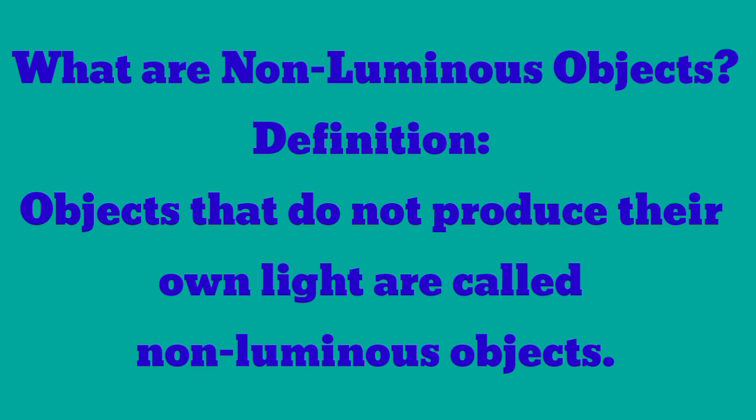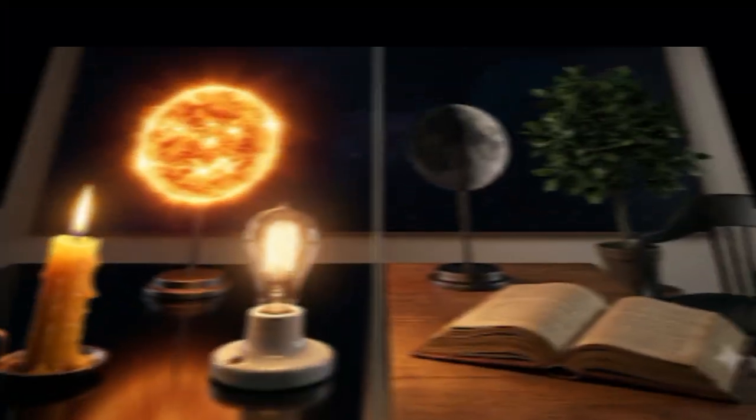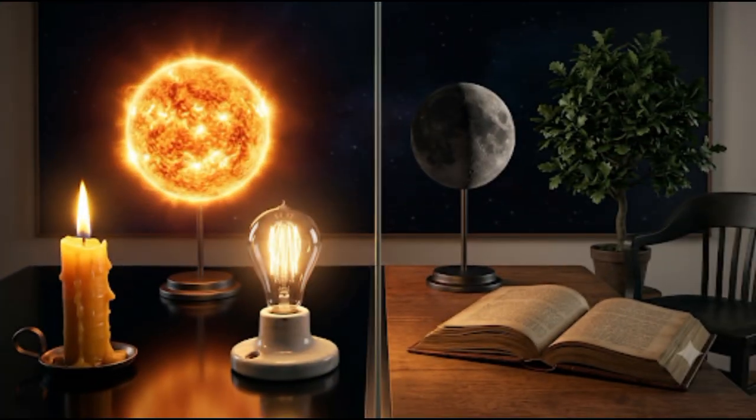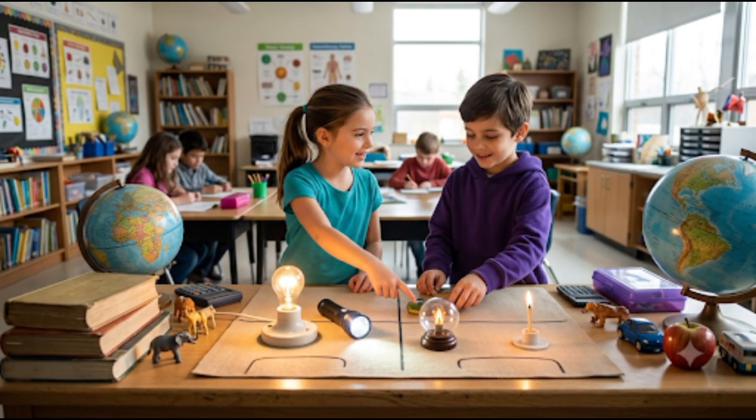Now come to what are non-luminous objects. Objects that do not produce their own light are called non-luminous objects. They do not emit any type of light, so they are dull or non-shiny. They are non-luminous. For example, here book, globe, chair, plant, these are non-luminous.